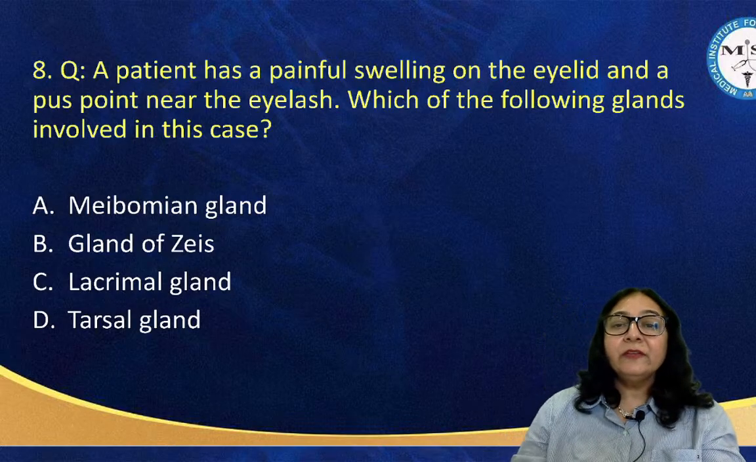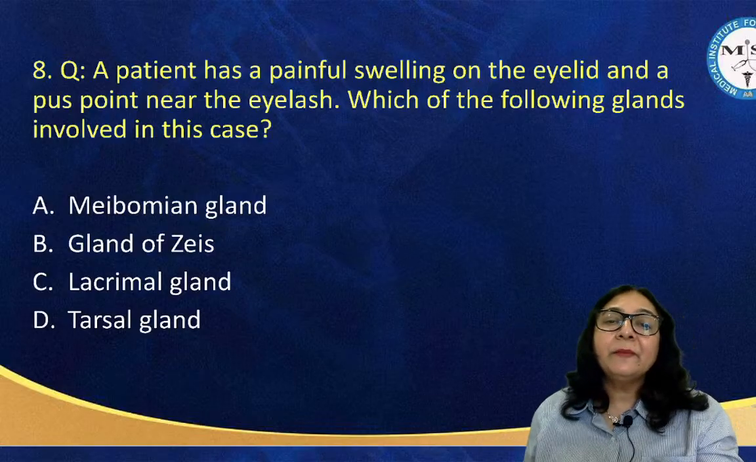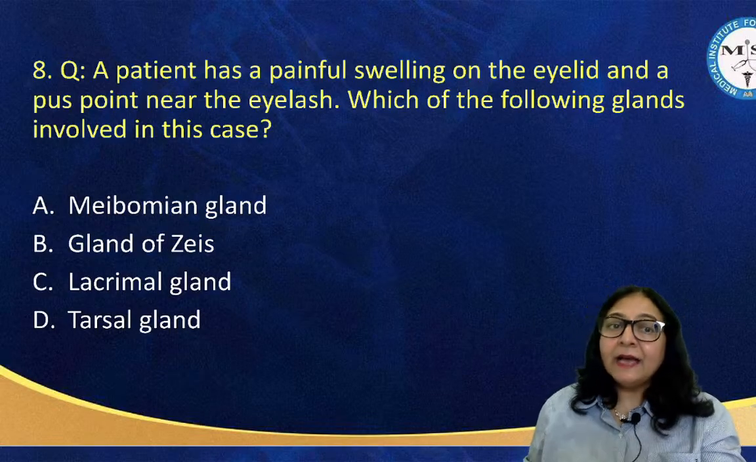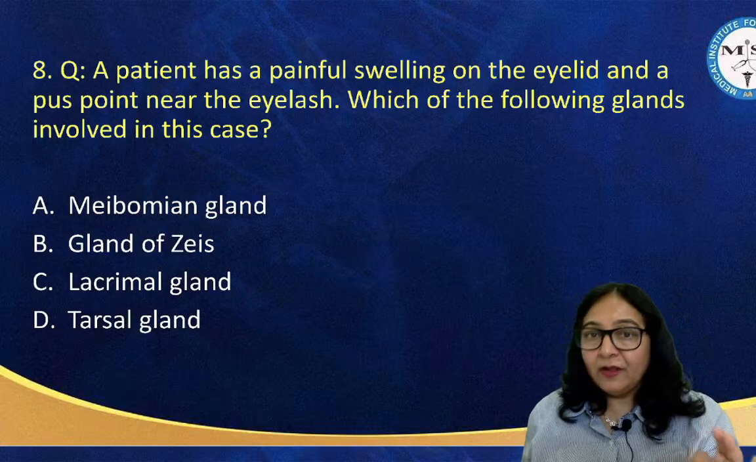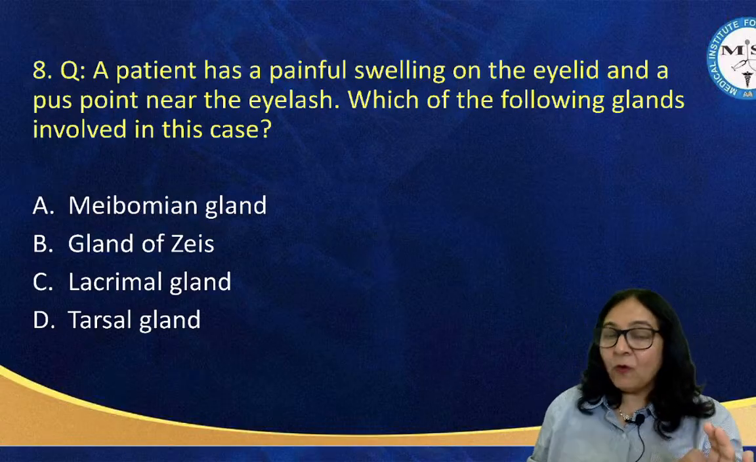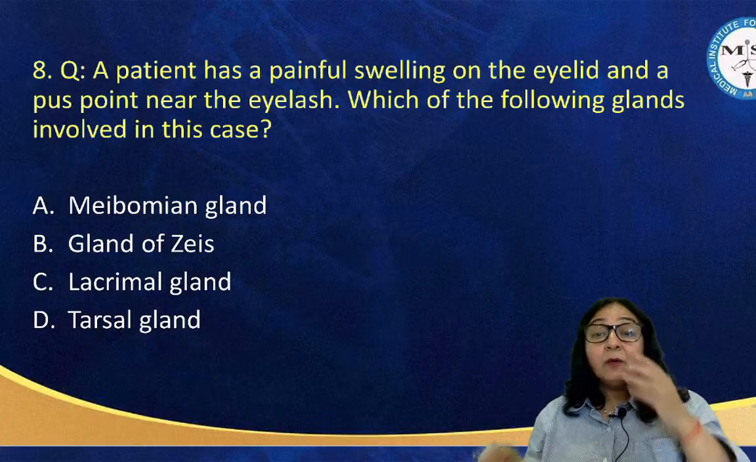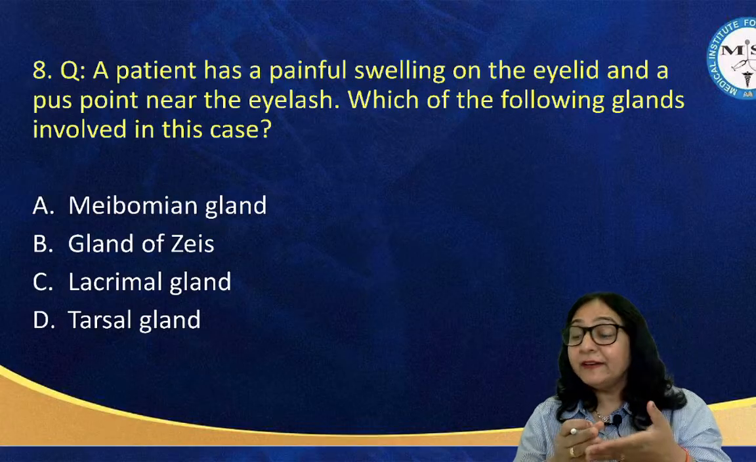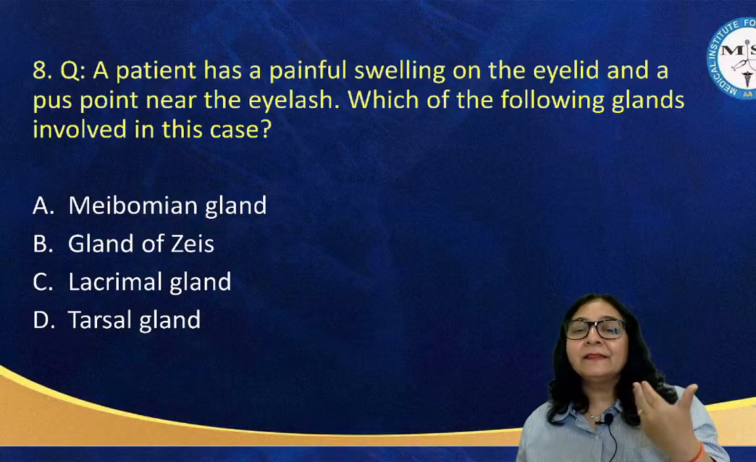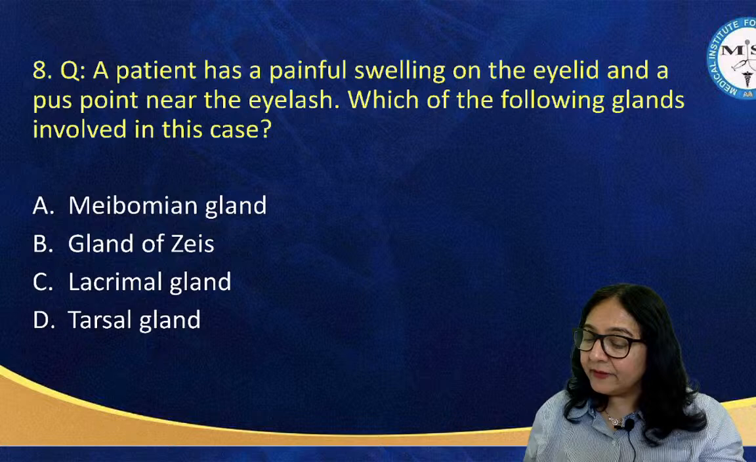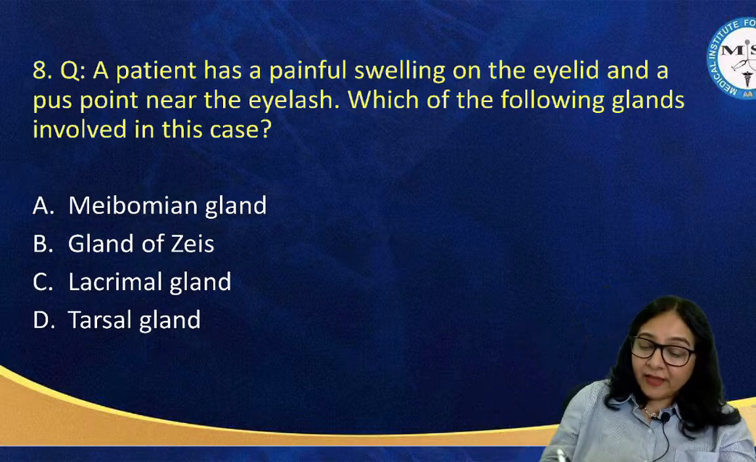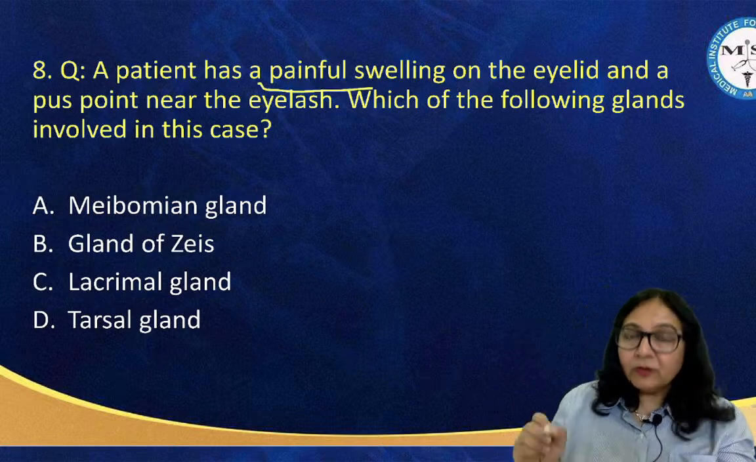Okay. Now moving to the next question, beta. A patient has a painful swelling on the eyelid and a pus point is seen near the eyelash. Which of the following glands are involved in this case? Now, almost a similar question is there in our workbook, beta. It's in the form of a one-liner. Here they have presented it like a clinical case. Okay? A patient having painful swelling of the eyelid.